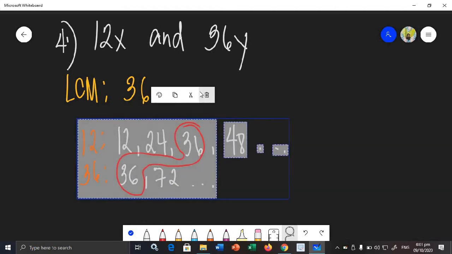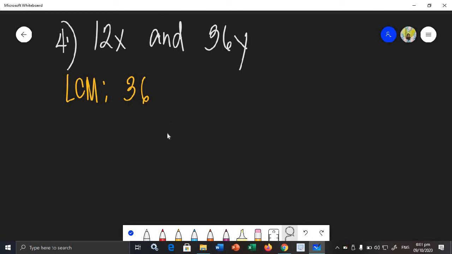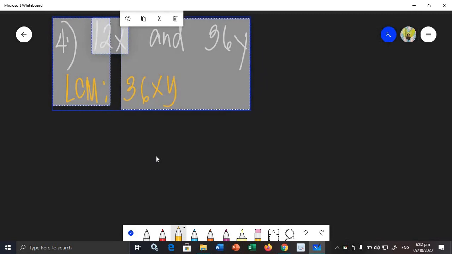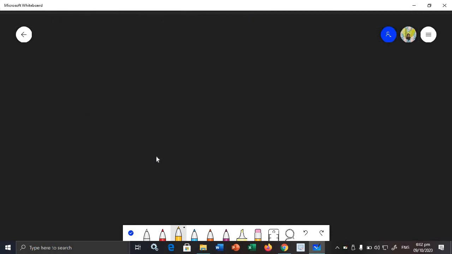How about x and y? As you can see, they are two different variables. According to Ma'am Noemi a while ago, when the variables are different, with different bases, you're just going to combine them. So we just write x, y. Therefore, the LCM of 12x, or the LCD of 12x and 36y, is 36xy. I'm sorry I didn't write the rational algebraic expression; please just assume that the given are denominators. I'm having a hard time typing.